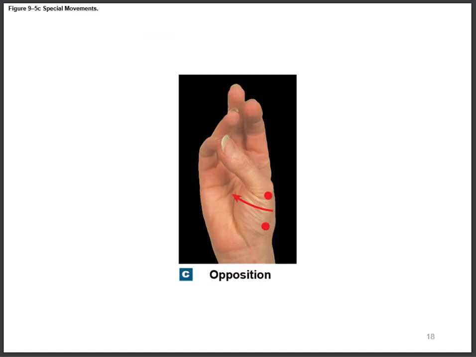So here you can see this woman is opposing her thumb to her fifth digit. She could do the thumb to the fourth digit. She could do the thumb to the third digit, and the same thing. You could do opposition of your pointer finger to the second digit. But just bringing it back would be reposition.